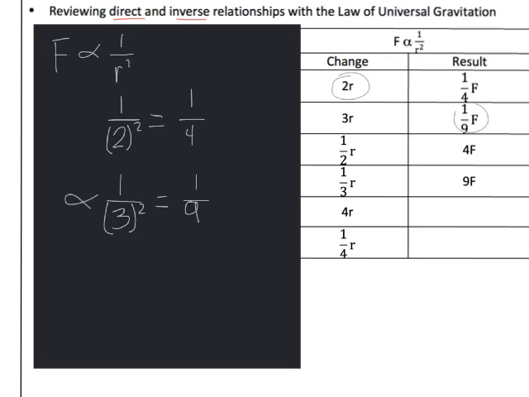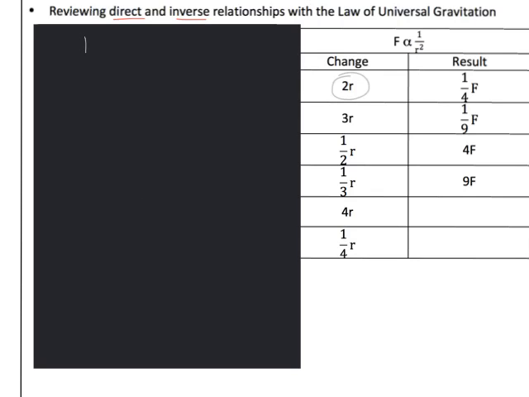So all we're doing is plugging in the coefficient that you see in front of that distance and seeing how that affects the force. So I'm going to do the bottom two with you. If we were to change that distance by 4, we would simply look at the inverse, so a 1 on the top. We've quadrupled that distance, but remember it's an inverse square relationship, so I want to square the 4, and that gives me 1 over 16.